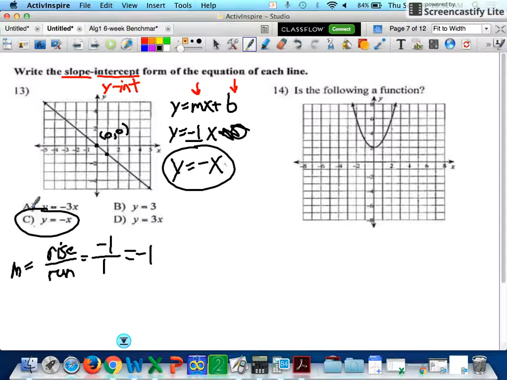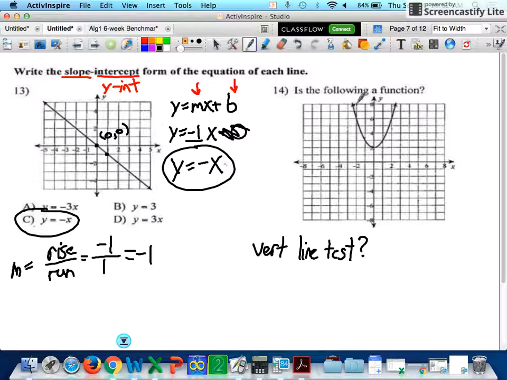14 is an easy problem. Softball problem, as I was calling it yesterday. You should knock this one out of the park, okay? Is the following a function? Well, we want to know, does it pass the vertical line test? What that means is if I draw vertical lines through my graph, does it hit it only once? If it hits it only once, then it is indeed a function.